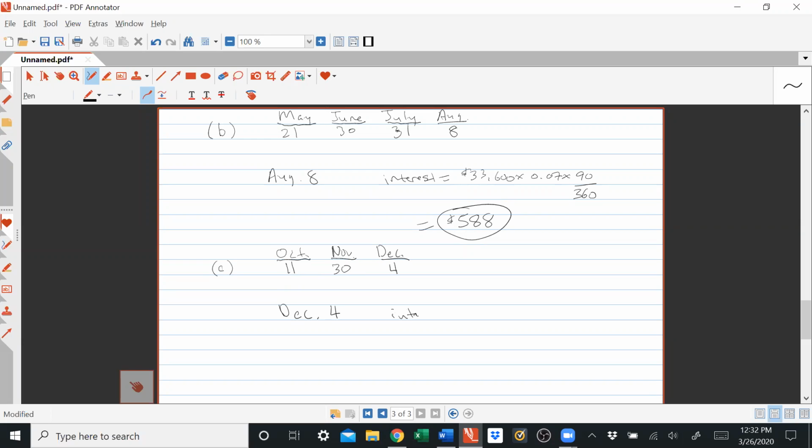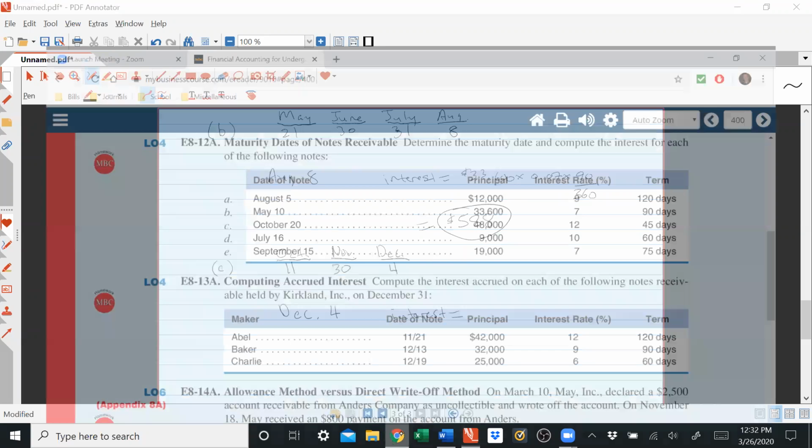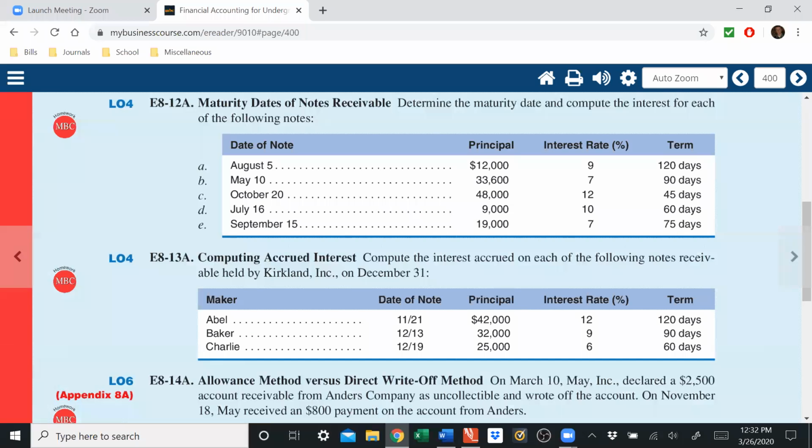And the interest is the principal, which is $48,000 multiplied by the annual interest rate multiplied by 45 over 360.